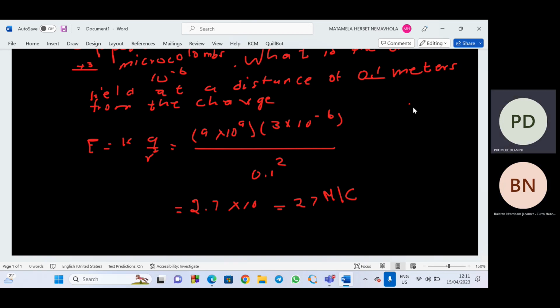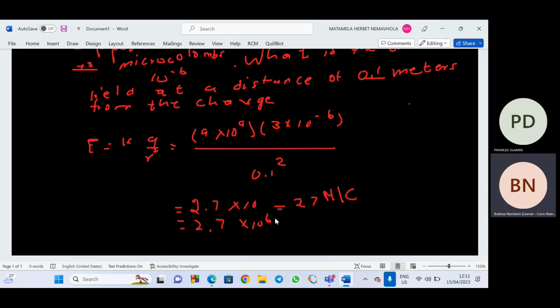2,700,000. That's the right answer. Yes, you did it right. So the right answer is 2 million... If we are converting, we can write it as 2.7 times 10 to the power what? Of 6. To the power 6. Okay, yeah, that's the right answer.